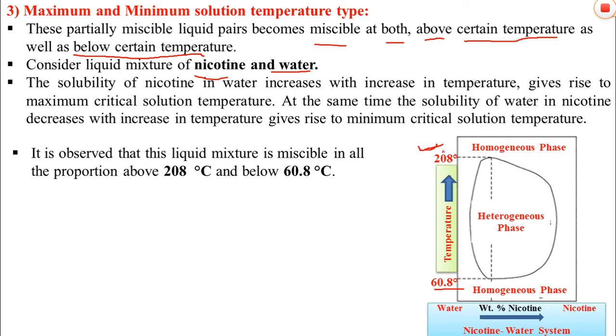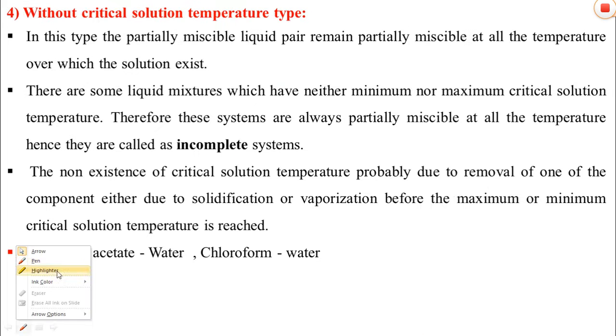After this temperature, further, the solubility of nicotine in water increases at all compositions. In this case, between the temperatures of 60.8 degrees Celsius and 208 degrees Celsius, the composition remains in a heterogeneous phase, and above and below this temperature the system becomes homogeneous.